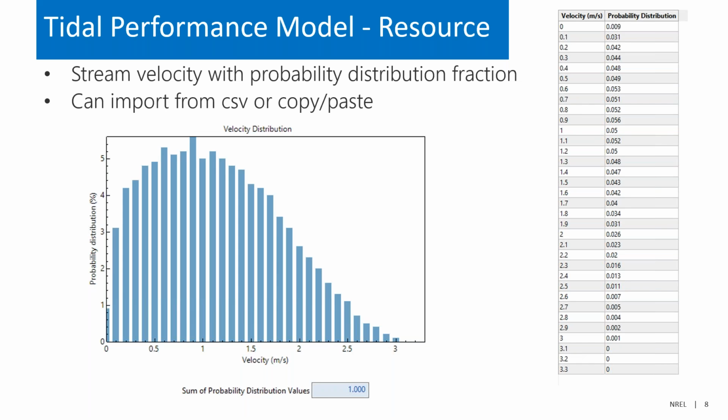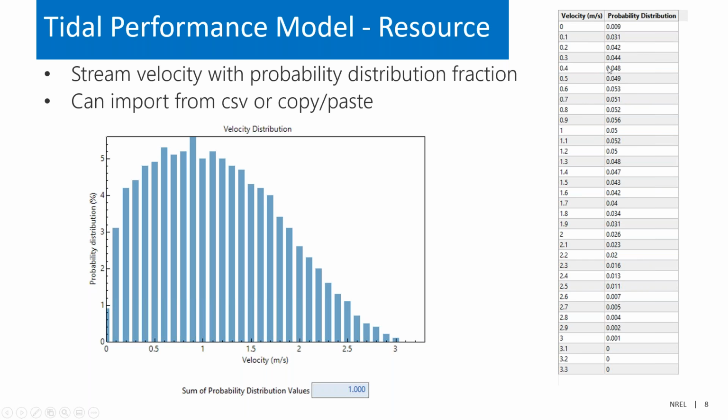So jumping in to first our tidal performance model. The first step in any renewable energy modeling project is defining your resource. For the tidal performance model, this resource is defined by a velocity distribution, where we have on the vertical axis the probability distribution throughout the year in a percentage, and on the x-axis different velocity values in meters per second. And this distribution must add up to 100% over the full year. And you can see in the table on the right how that would look in SAM.